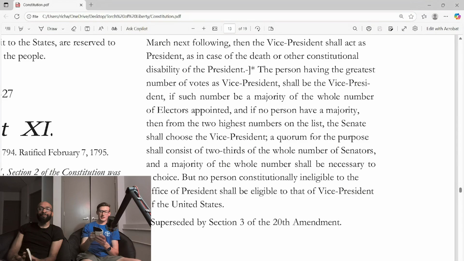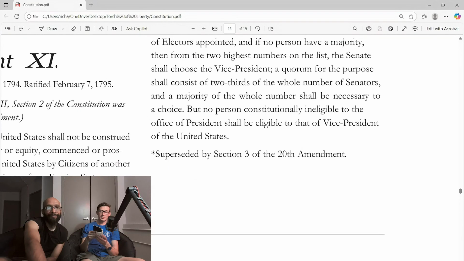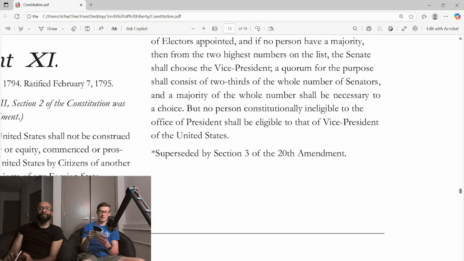The person having the greatest number of votes as vice president shall be the vice president, if such number be a majority of the whole number of electors appointed, and if no person have a majority, then from the 2 highest numbers on the list the Senate shall choose the vice president. A quorum for the purpose shall consist of 2/3 of the whole number of senators, and a majority of the whole number shall be necessary to a choice. But no person constitutionally ineligible to the office of president shall be eligible to that of vice president of the United States.